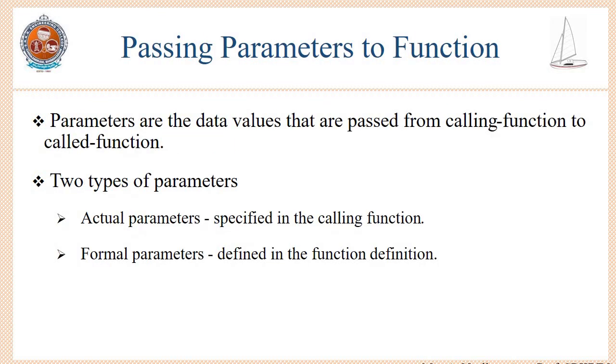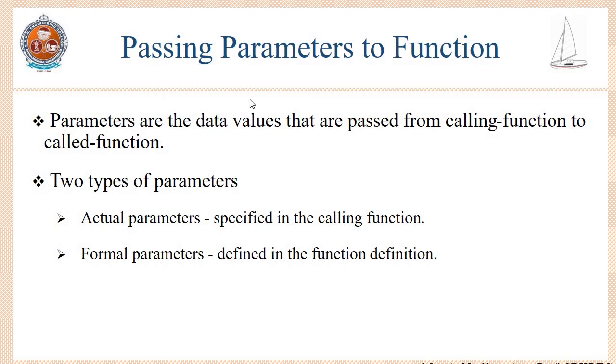And coming to passing parameters to functions. When a function gets executed in the program, the execution control is transferred from the calling function to the called function, executes the function definition, and finally comes back to the calling function. When the execution control is transferred from the calling function to the called function, it may carry one or more data values, and these data values are called parameters. So parameters are nothing but the data values that are passed from the calling function to the called function.